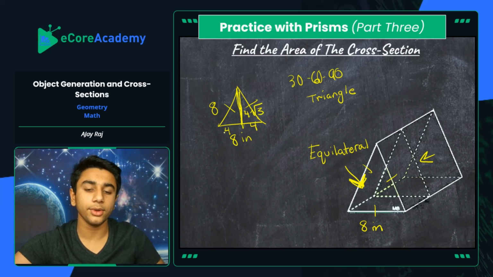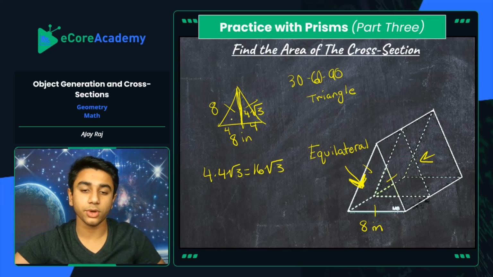If we know the height, all we need to do is multiply the base times the height. So we have our base of 4 here and our height of 4 times root 3. We're going to calculate what the area of this triangle is. So 4 times 4 root 3 equals 16 root 3. And we don't have to divide by 2, because if we divide by 2, we're only going to get the area of one triangle. However, if we leave it as is, we're accounting for both triangles because they're both congruent. So overall, the area of this entire cross section is going to be 16 root 3 inches squared.